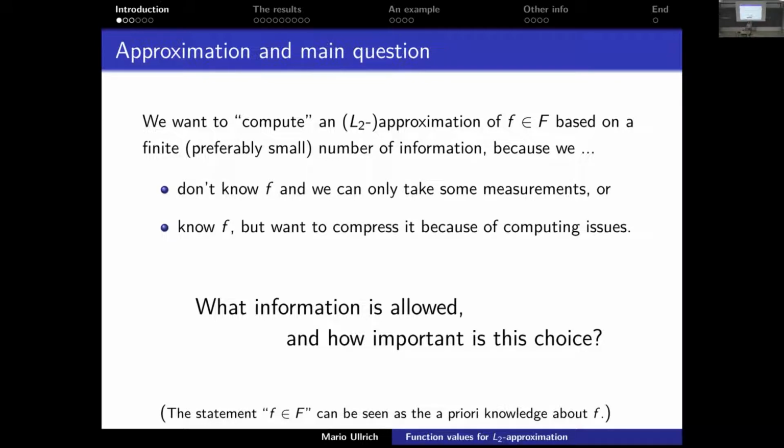First of all, we might not know f and just have measurements. And the second, which is nowadays much more popular than it was 20 years ago, is that we basically know f explicitly in a mathematical sense, but we cannot work with this f, because how to work with it on a computer? It's like working with an irrational number. We all know that a computer cannot represent that in a precise manner. So maybe we want to compress it, and we have some computing issues. We want to do anything with it, right? And this means it's also interesting to do an approximation with a small number of informations.